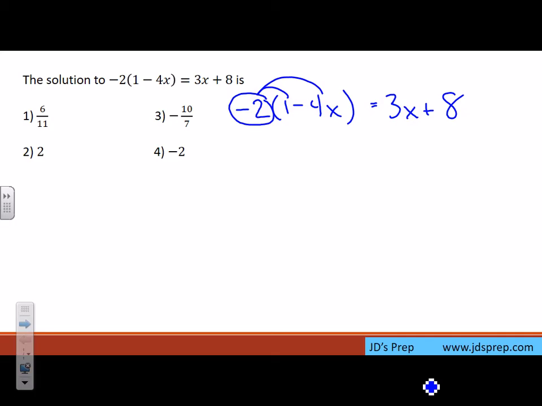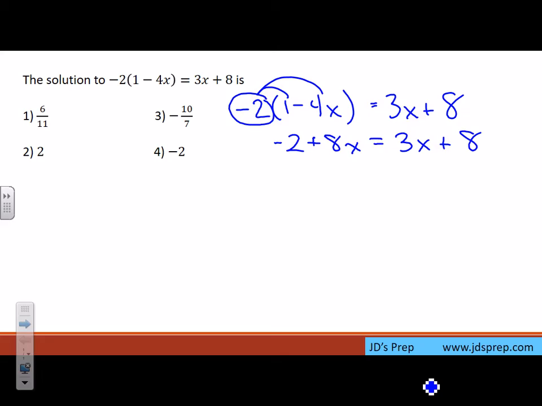If we do that, negative 2 times 1 will give us negative 2. And negative 2 times negative 4x will give us plus 8x. We didn't have any distribution to do on the right side, so we'll leave that side alone.